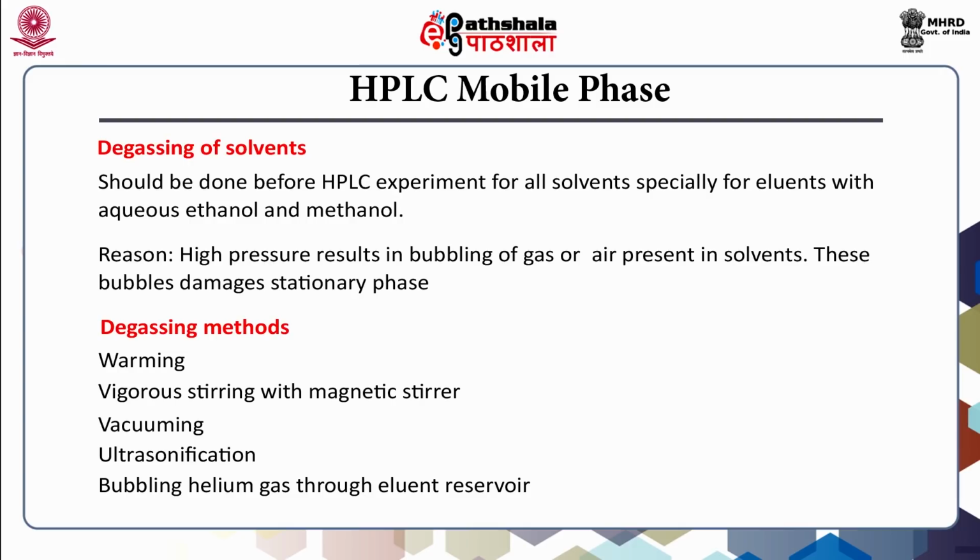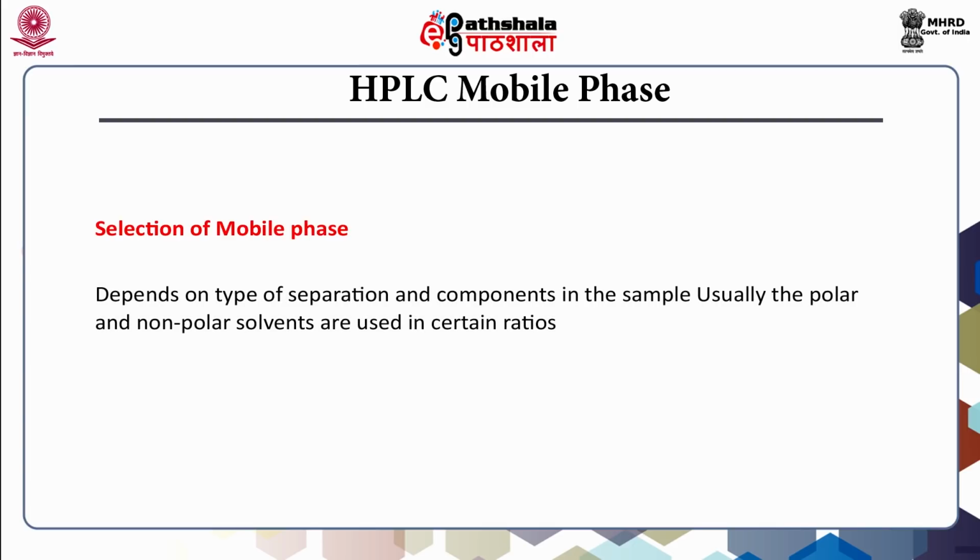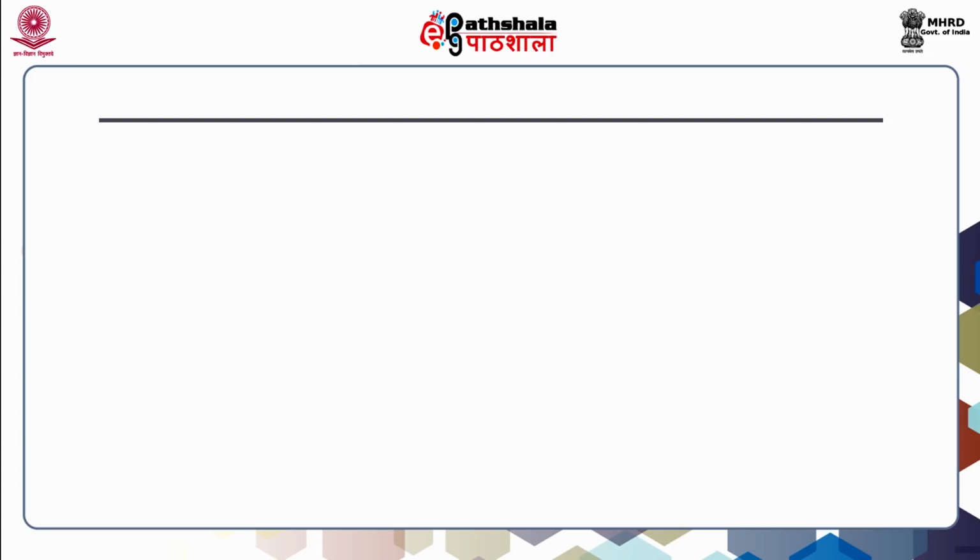The selection of the mobile phase mainly depends upon the type of separation and the components in the sample. Usually, polar and non-polar solvents are used in a certain ratio to obtain effective separation of sample components. The mobile phase solvents should not interfere in the detection system. So, by taking all these points in mind, we have to select the mobile phase. Once we have selected the mobile phase, there are different techniques for HPLC. What are those different techniques?